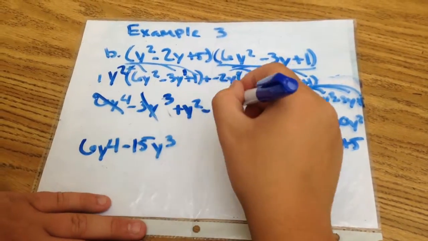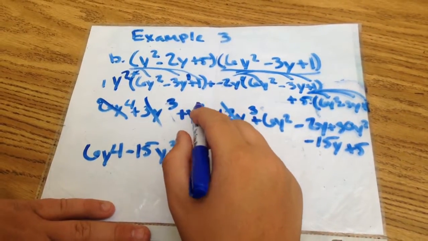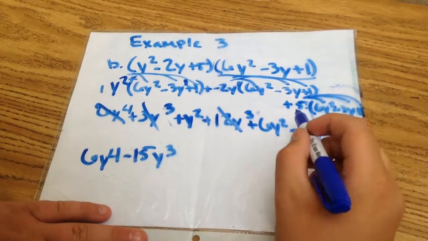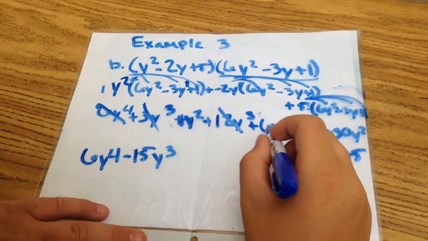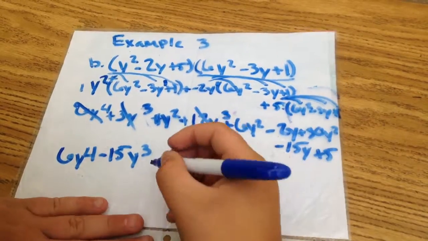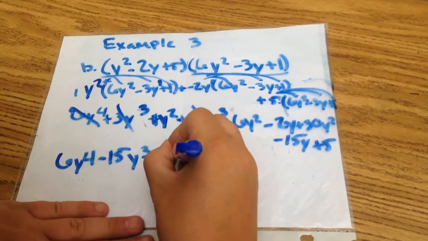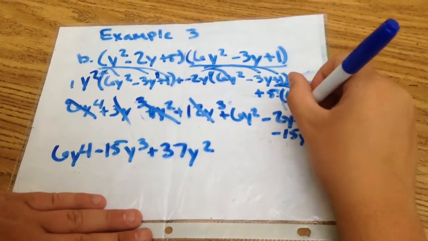Next, you're going to look for any y squared. And so, do you see any other y squareds? Here, and here, and here. So, 1y squared plus 6y squared is going to be 7y squared, plus 30y squared is going to be 37y squared. So, plus 37y squared. So, cancel these out now.